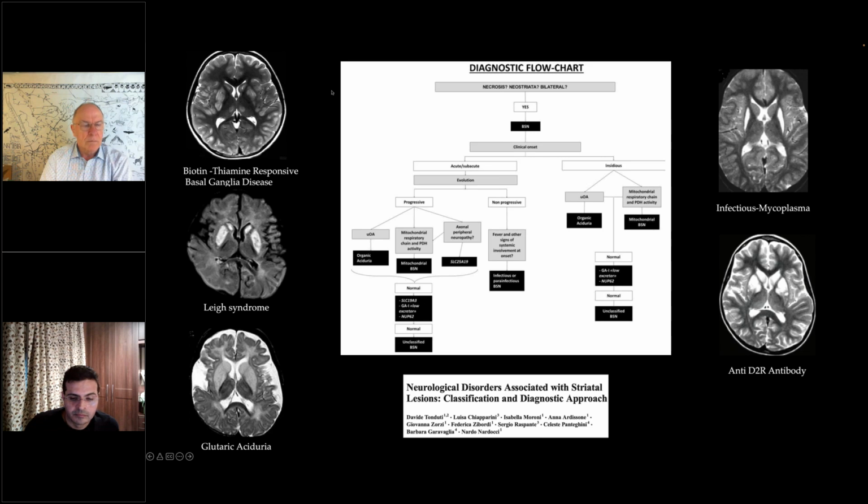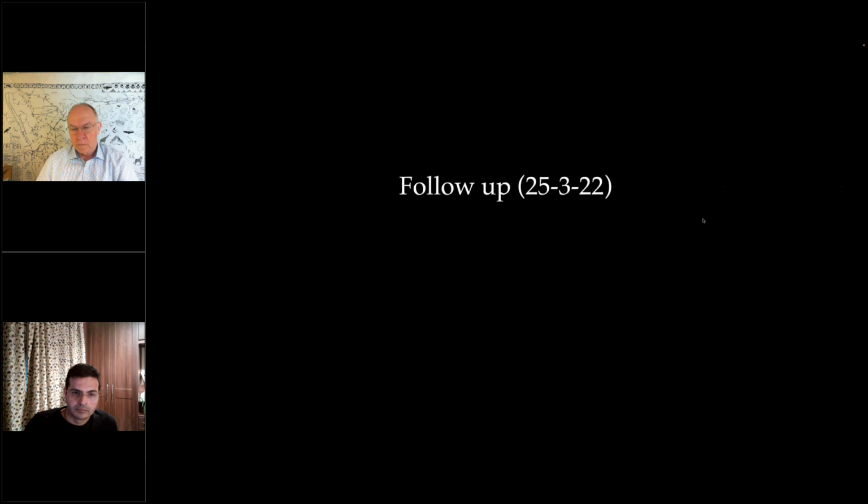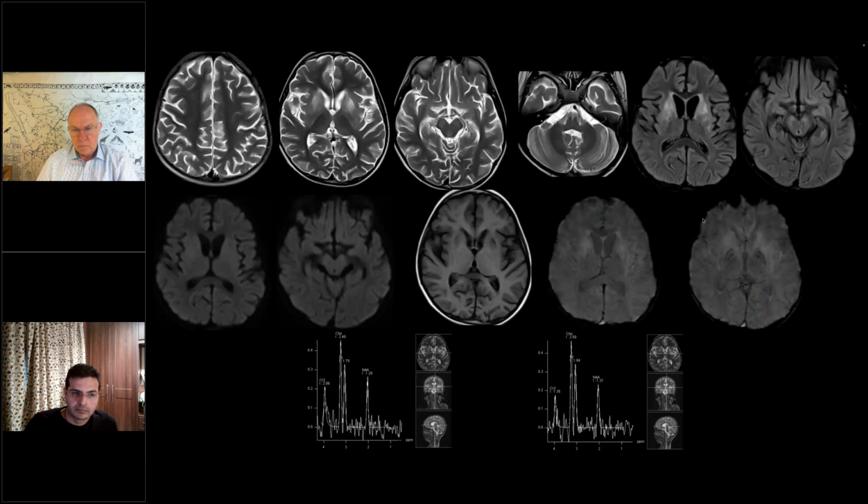Other differentials to be ruled out are the biotin-thiamine responsive basal ganglia disorders, Leigh syndrome, glutaric aciduria, slightly unlikely. Post-infectious also is not likely in our case. Wilson's disease, given the low ceruloplasmin levels, but again, we'll have to evaluate the eyes and also the 24-hour urinary excretion. So at this moment, I'll open the case with a possible primary diagnosis of anti-D2R antibody related basal ganglia encephalitis.